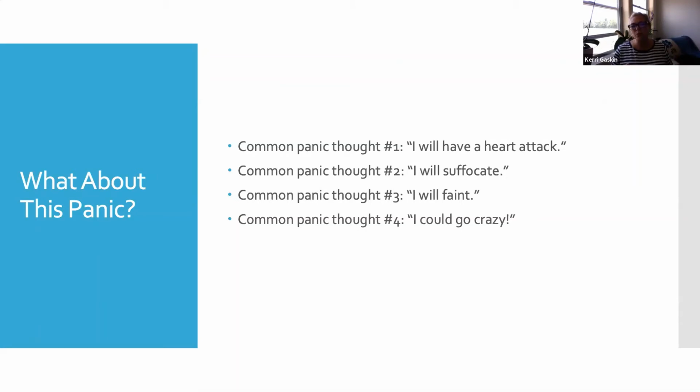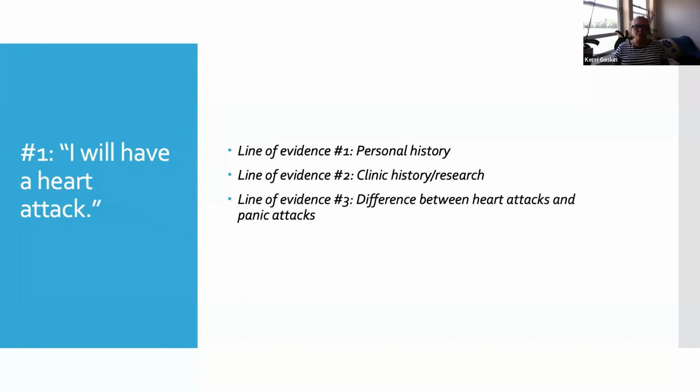There are four catastrophic predictions that we make when we're feeling panic. I'll have a heart attack, I will suffocate, I will faint, I will go crazy. So let's look at each of them. So, I will have a heart attack. First line of evidence is our personal history. So we really need to look at that.